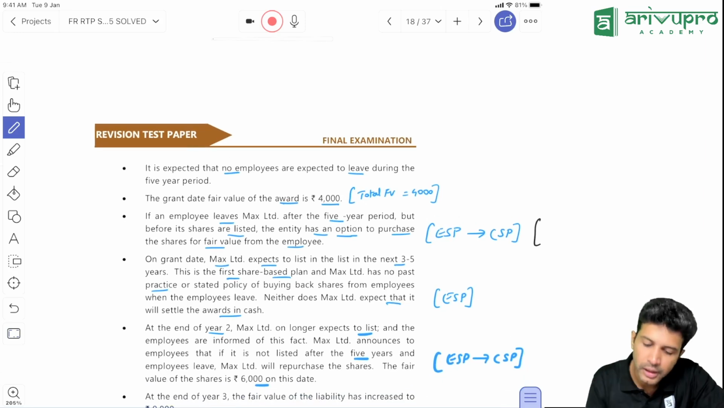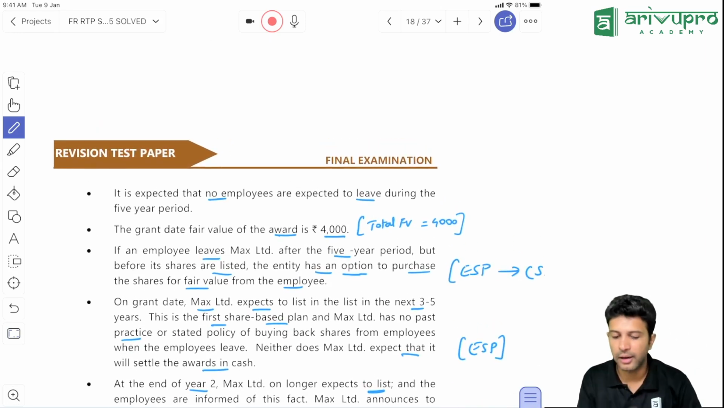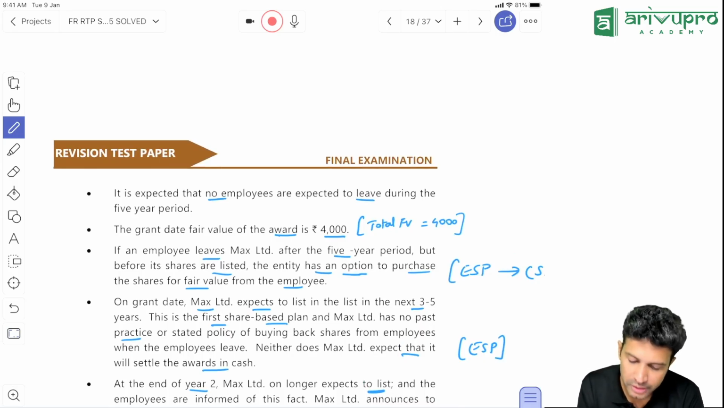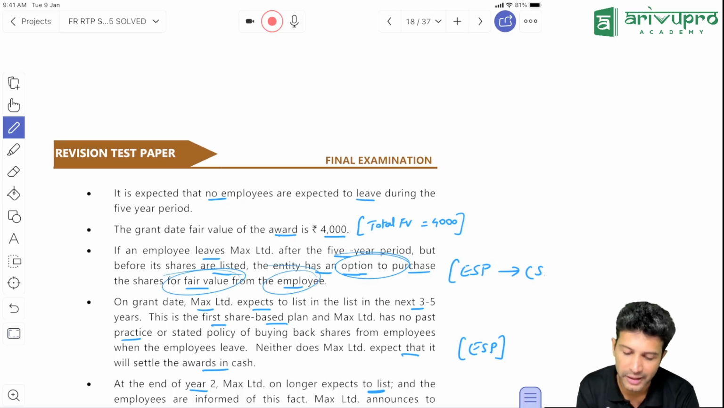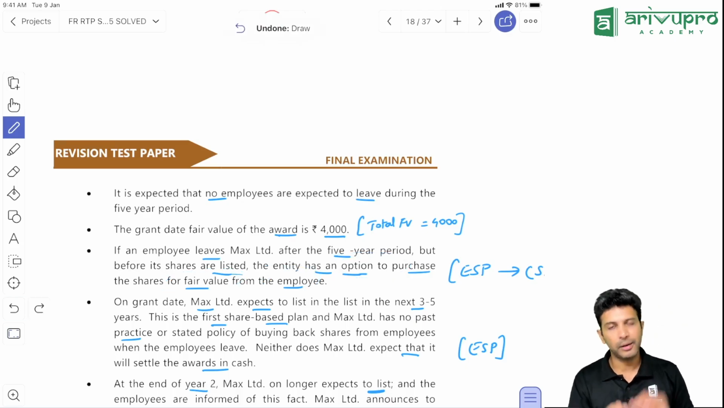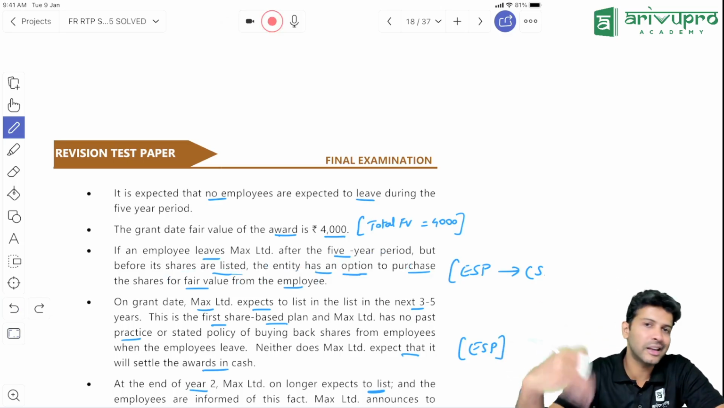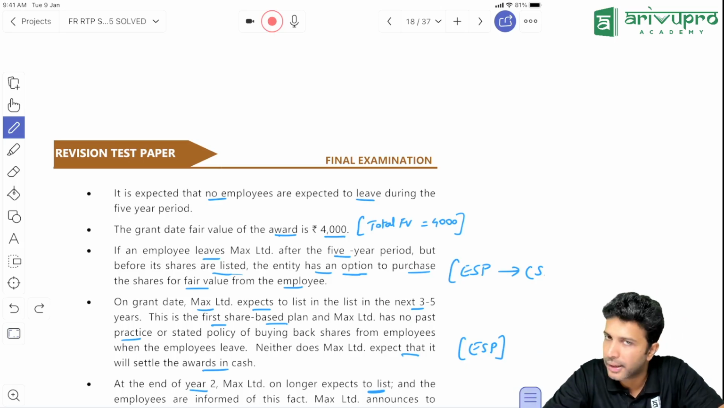If an employee leaves the company, that is Max Limited, after 5 years, but before the shares are listed, then the entity has an option to purchase the shares for fair value from the employee. Now, once the employee serves in the company for 5 years, he is eligible to get the shares. That is one part. Now, the same agreement has one more clause.